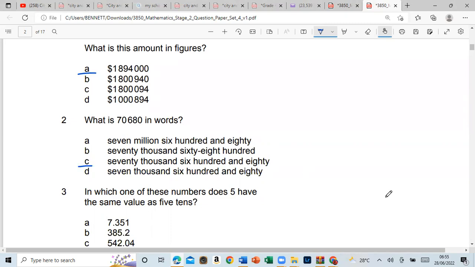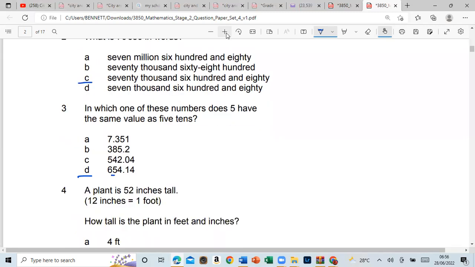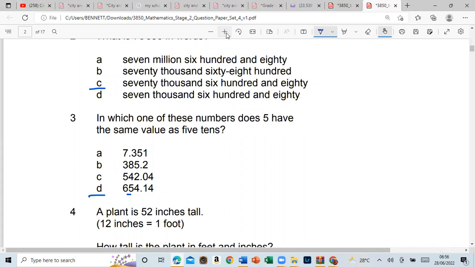All right, let's move on to 3. In which one of these numbers does 5 have the same value as 5 tens? That would be D, 5 tens, right? Good, guys.